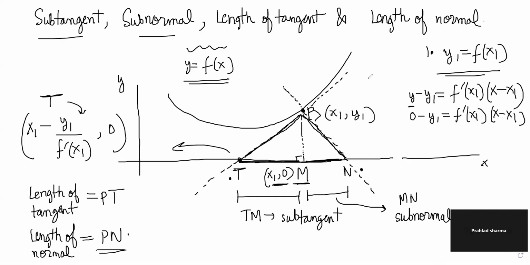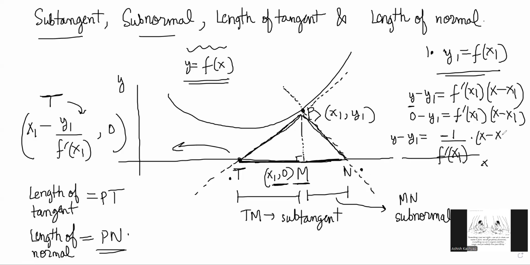Yes, sir. Similarly, if you write the equation of the normal, it would have been y minus y1 is minus 1 by f dash x1 multiplied by x minus x1. And if you put 0 here for y, you will get the coordinates of N. And that would become y1 into f dash x1 plus x1. So it is x1 plus y1 into f dash x1, comma 0. This is the point N. This is the point T. This is the point M.